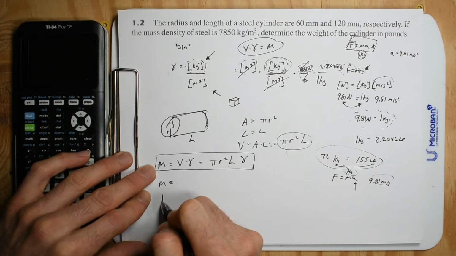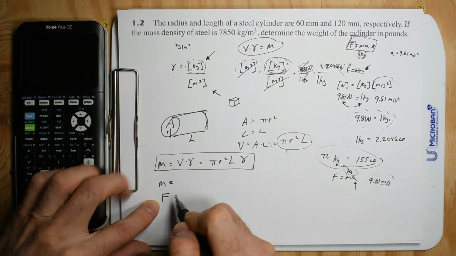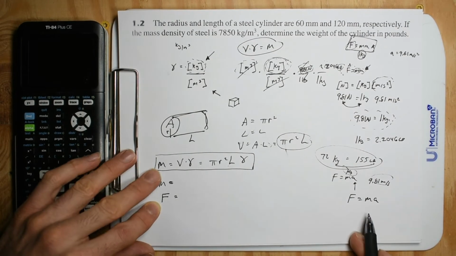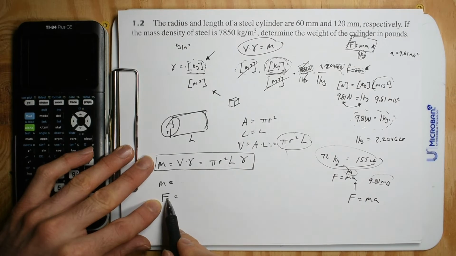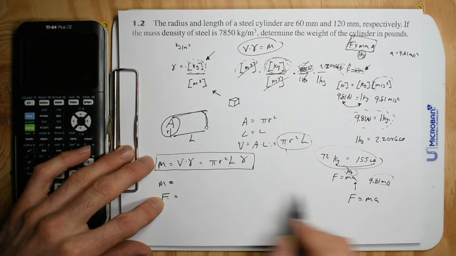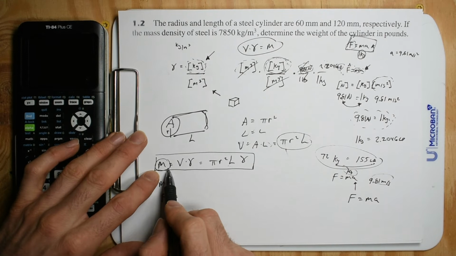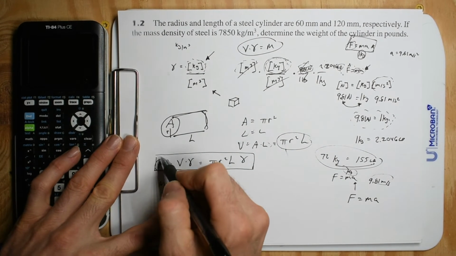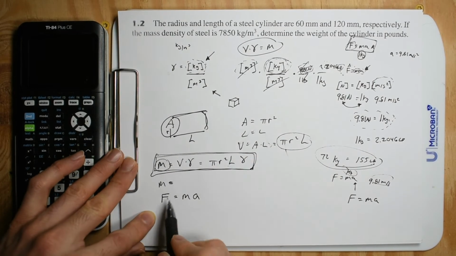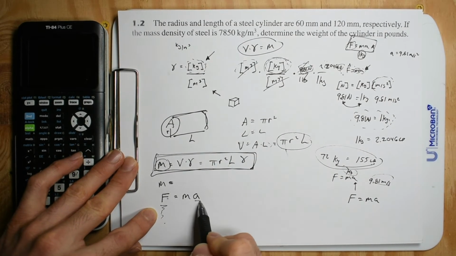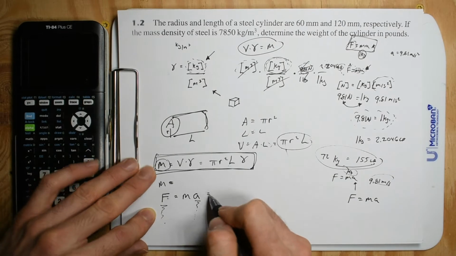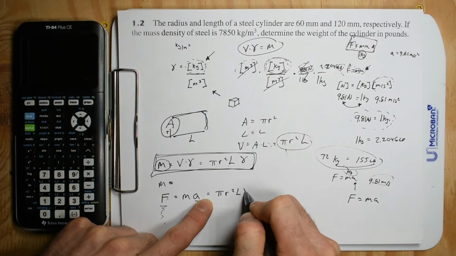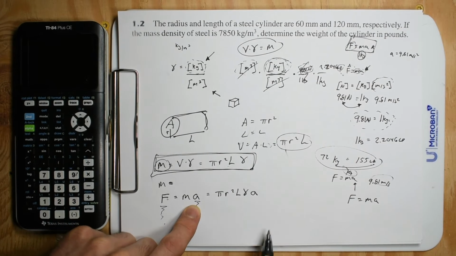If we want to know the force over here, well, you have F equals ma. I'm blowing my mind right now: if we want to know the force, and this gives us the mass, force is just mass times acceleration. So we found the equation for mass, but we want to know force, so we have to multiply by acceleration. This is cool. Now we have pi r squared L times density times the acceleration.